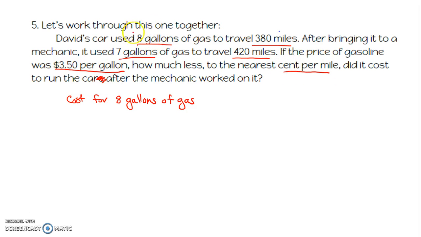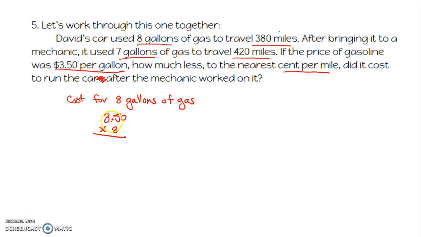So first I have to figure out 8 gallons, how much is it going to cost? And the cost for 8 gallons, well, as I said, our first gallon's $3.50, our next gallon's $3.50, so you're repeatedly paying $3.50 8 times. So what you would do is $3.50 times 8. That'll give me my cost for 8 gallons of gas, and then I'll know how much money it costs to travel 380 miles.